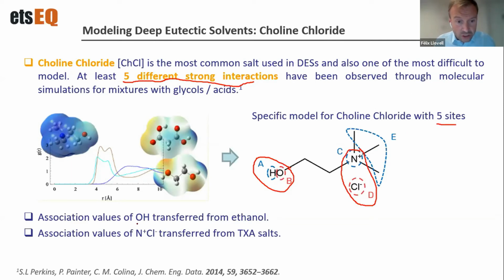The association values from hydroxyl were transferred from those of ethanol, and the association values of nitrogen and chloride were transferred from the previous ammonium salts. At the end, this site was also calculated using specific rules based on the interaction with chloride. This means that only the three remaining parameters, m, sigma, and epsilon, were fitted to data.